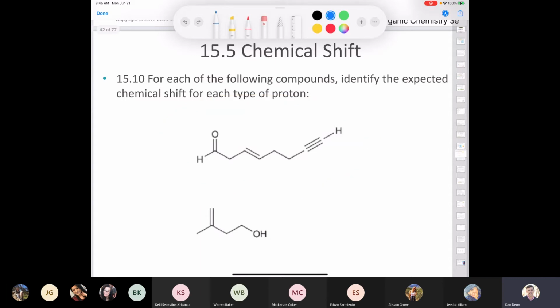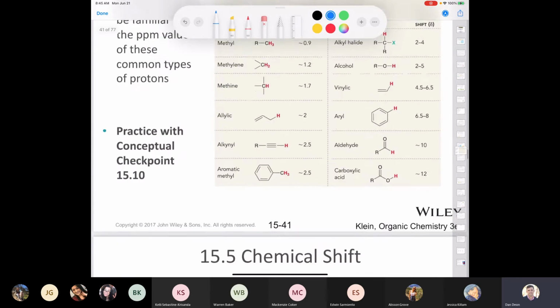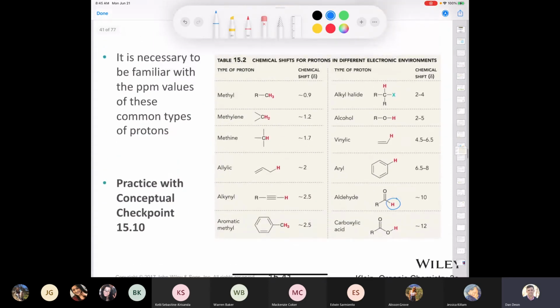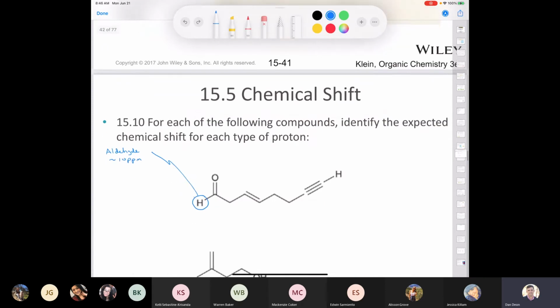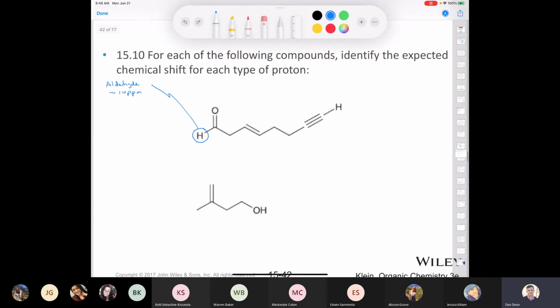Let's see if we can come up with some estimations of what the different protons' chemical shifts will be. I'm going to start with the aldehyde proton, and this is not a trick question. I hate trick questions. Could anybody tell me approximately what the chemical shift would be of the aldehyde proton? Yeah, it's going to be around 10 parts per million. Exactly. And where did you get that? Mackenzie went right back to the table, and she said, okay, proton, aldehyde, yep, around 10 parts per million. Okay, let's move on from there.